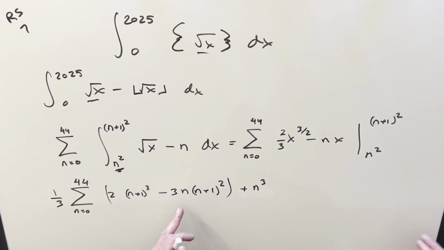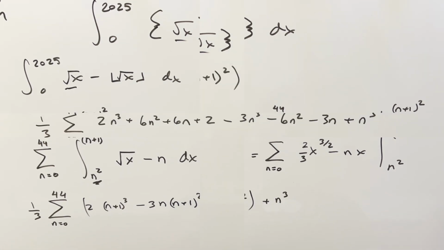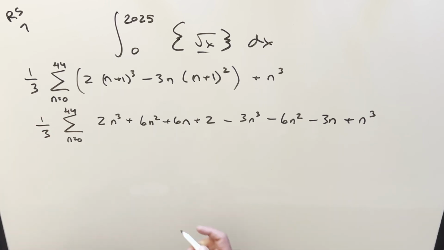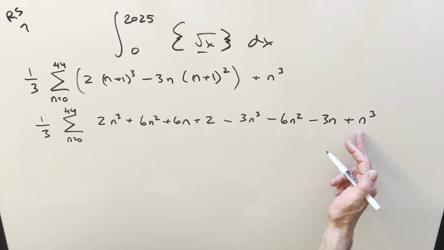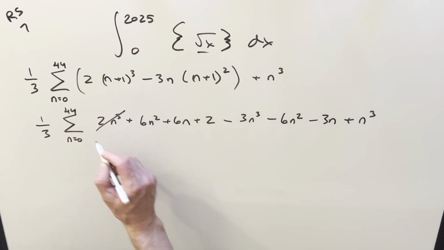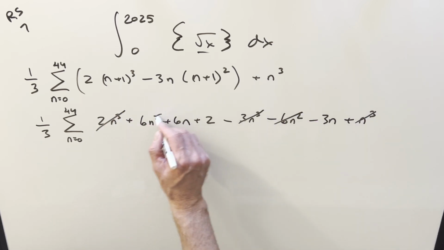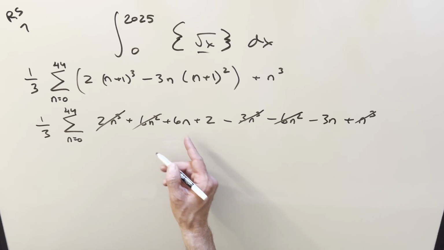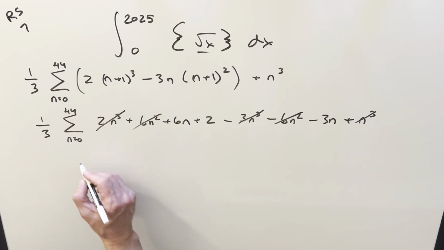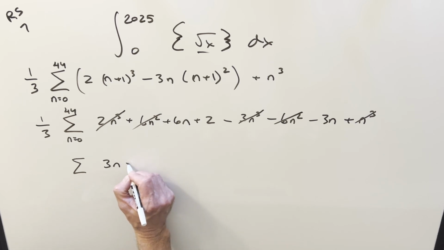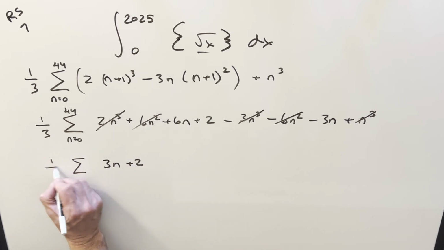Now let me clean up the board and see if we can just finish this off. From here, multiplying everything out, we get all kinds of cancellation. 2n cubed plus n cubed minus 3n cubed, all that stuff's going to cancel. 6n squared minus 6n squared, that's going to cancel here. I could take 6n minus 3n, and what we've got left in our sum is just going to be 3n plus 2.